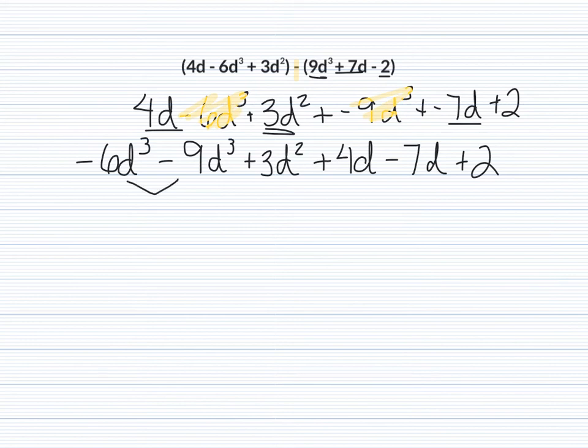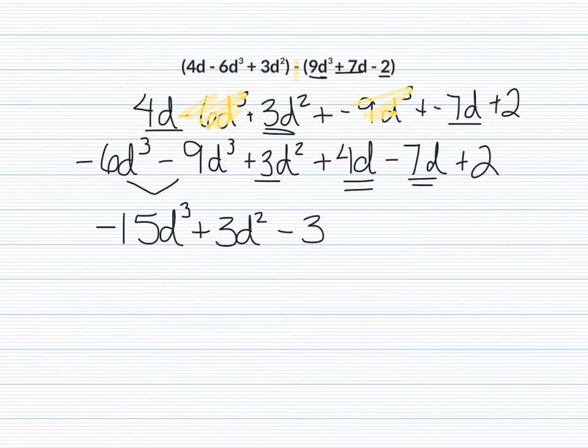Now I can just do that adding and subtracting. So negative 6 minus 9, negative 15d to the third. 3d to the second, that's not changing at all. 4d minus 7d, it's going to give me minus 3d, and that plus 2. Final answer.